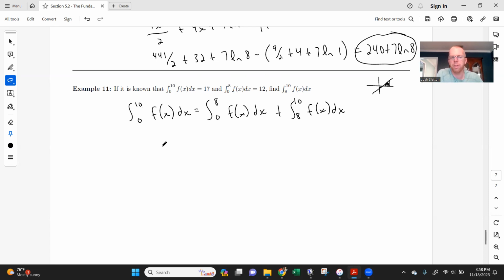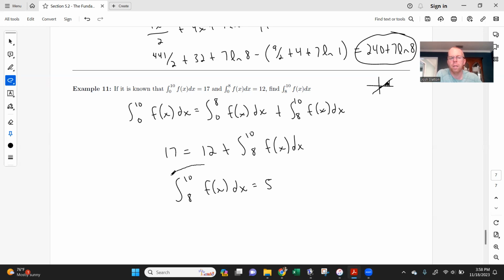So the integral from 0 to 10 is 17. The integral from 0 to 8 is 12. And then we're looking for this last one. So just move the 12 over and we get the integral from 8 to 10 of f of x dx is 5, so 17 minus 12. And that is the answer. All right, so it uses that idea. You can break up the integral in pieces, and the pieces should add up to the whole, of course.